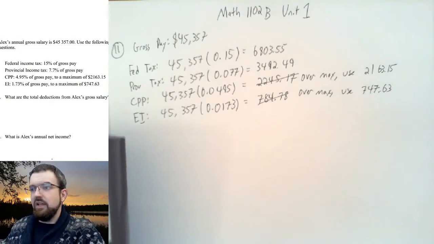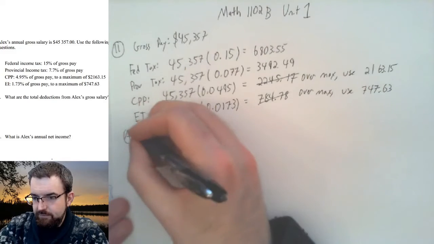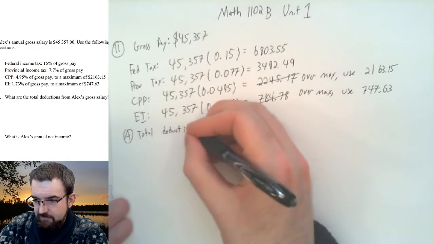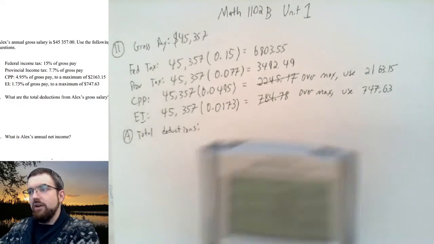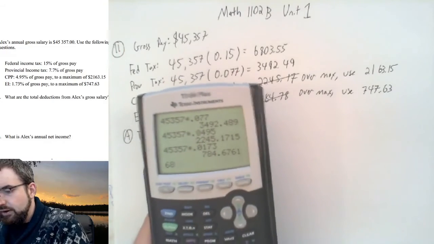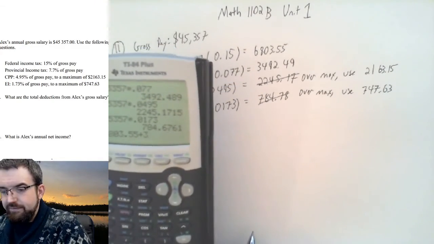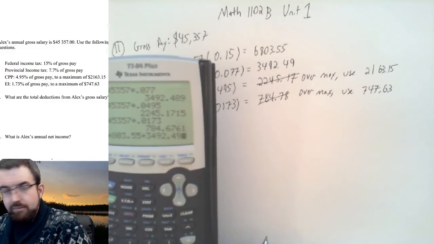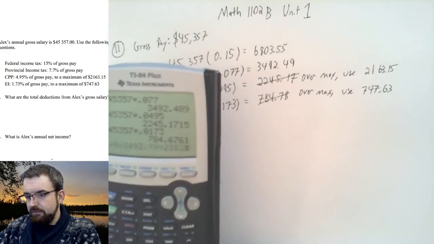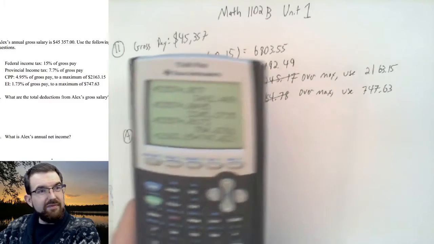$747.63. Right, so then total deductions is of course just going to be all of those added together, right? So it's going to be 6803.55 plus 3492.49 plus, and plus. And we hit enter.